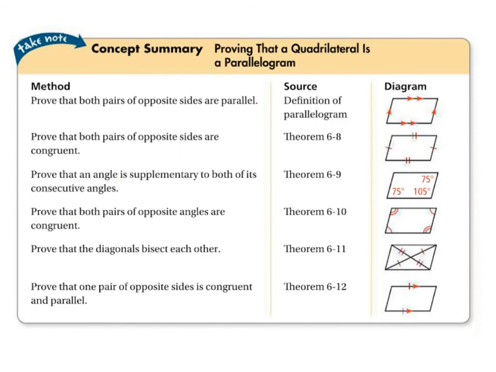And there are some other things like squares and rectangles and rhombuses where the diagonals bisect each other. Why can that be true? Because all of those things are special types of parallelograms.